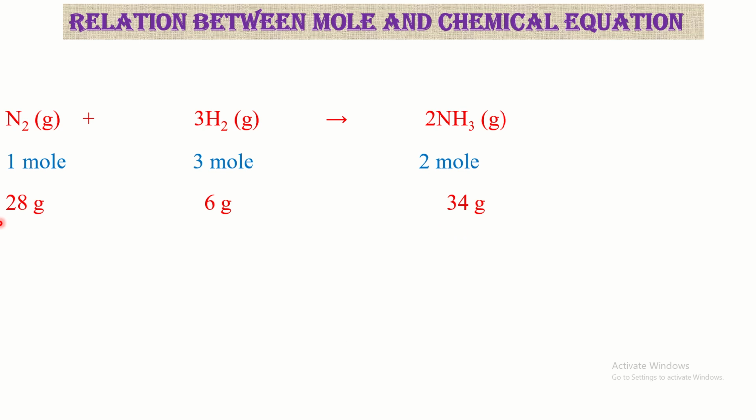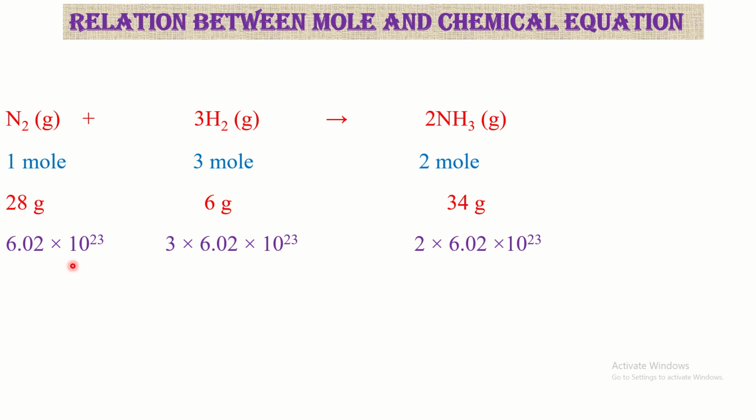Now look, if I give you 28 gram nitrogen, then you can tell that from there you will get 34 gram ammonia. And also you can tell that to react with 28 gram nitrogen, you need 6 gram hydrogen, because this mole ratio is fixed: 1 mole nitrogen reacts with 3 mole hydrogen, not more or less than that, and they produce 2 mole ammonia, not 3 or 1 or any other mole number.